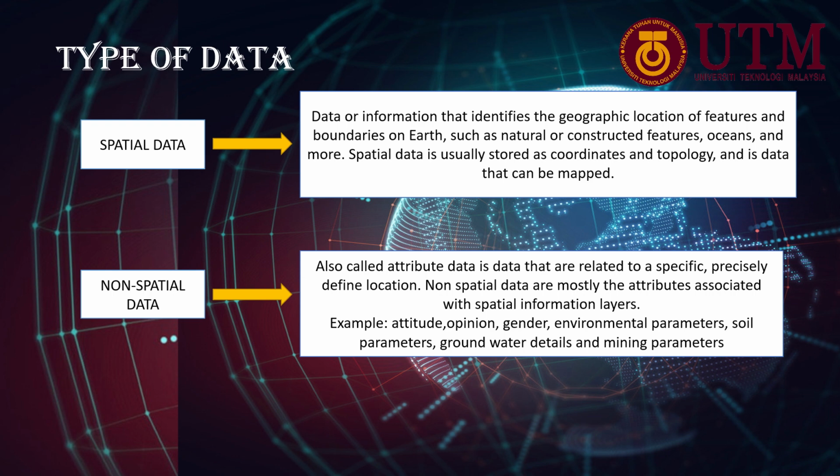Non-spatial data, also called attribute data, is data that are related to a specific, precisely defined location. Non-spatial data are mostly the attributes associated with spatial information layers. Examples of non-spatial data are attitude, opinion, gender, environmental parameter, soil parameter, groundwater detail, and mining parameter.